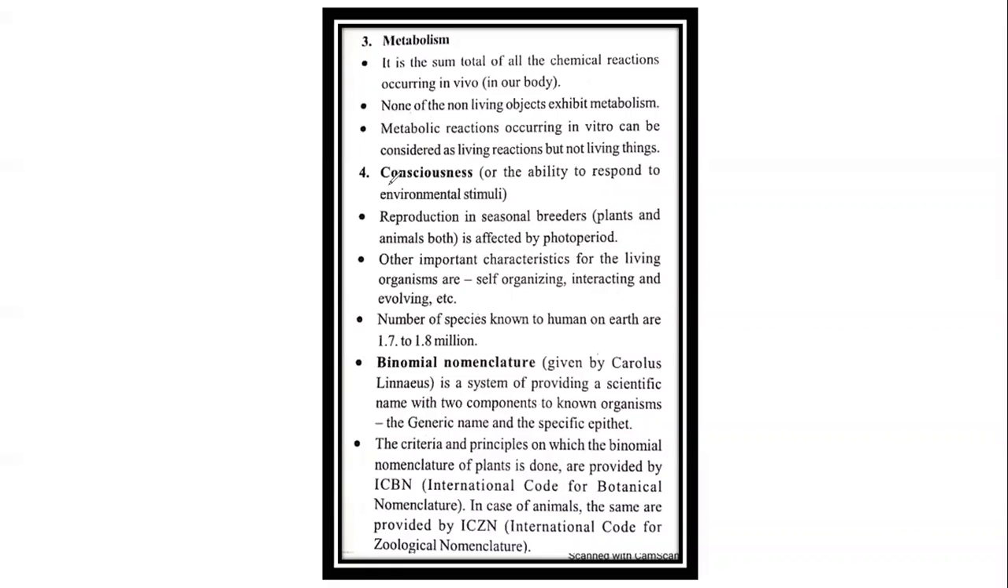Consciousness. So what is consciousness? It is our ability to respond to an external stimulus. The organism aware of self-consciousness is only humans. No other organisms are aware of this consciousness. So the most self-conscious organism is the human. The ability to respond to an external stimulus is what we say is consciousness. Reproduction in seasonal breeders such as plants and animals is affected by photoperiod.